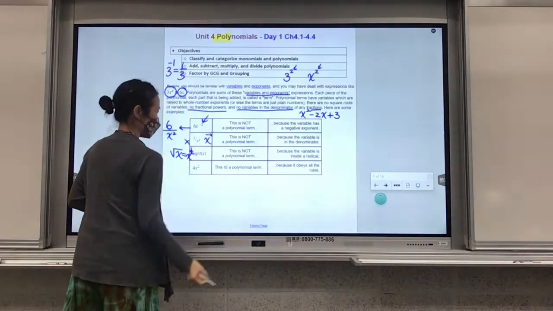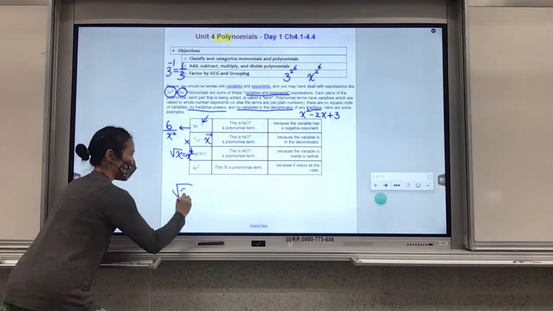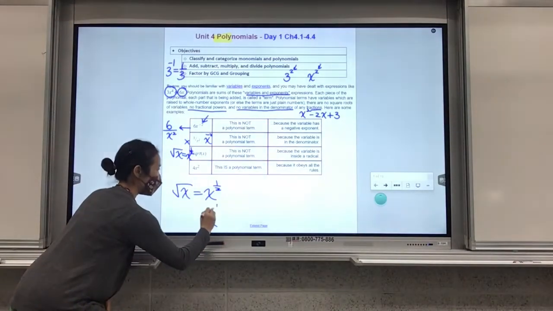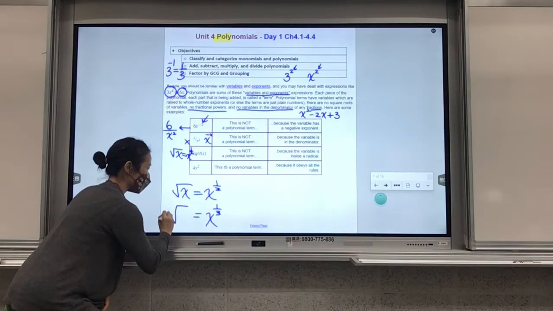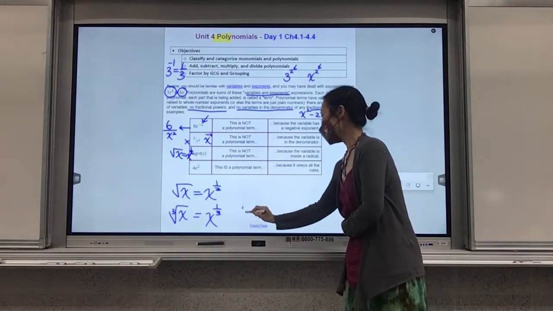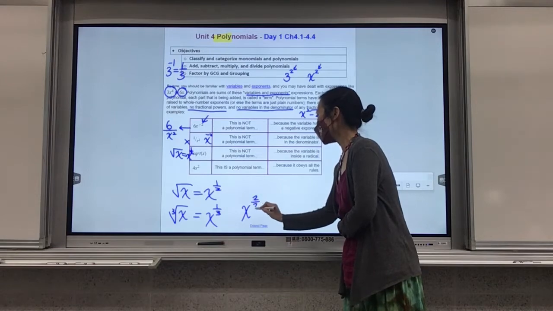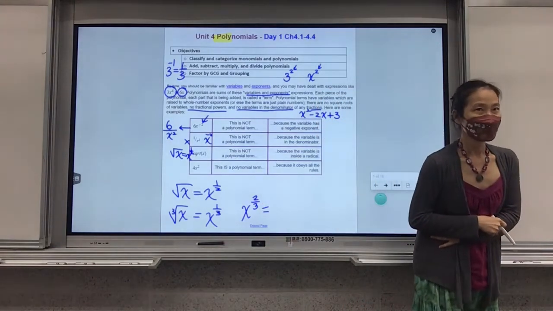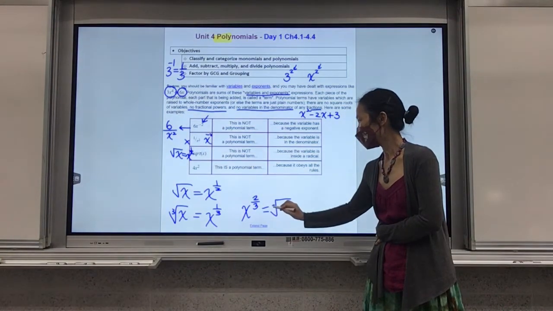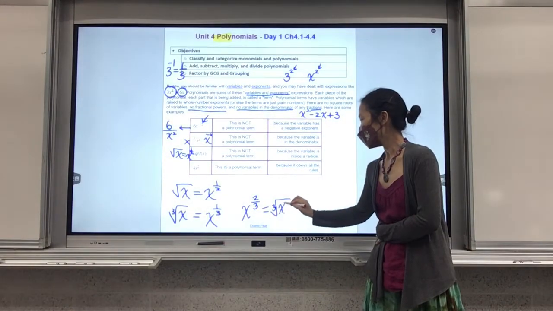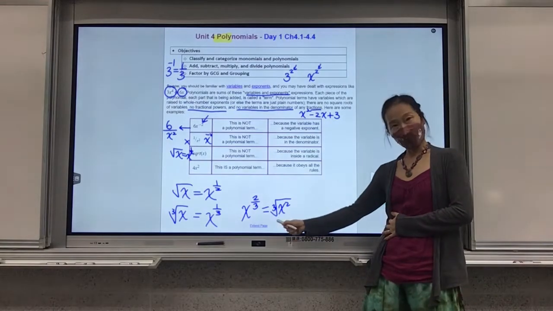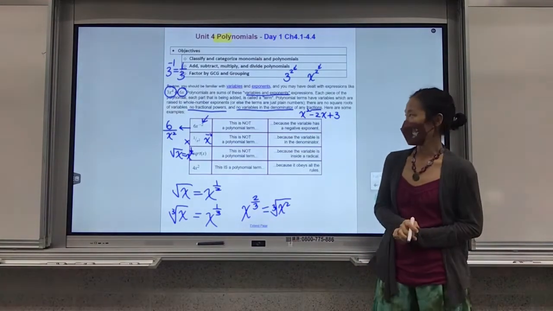Square root, you can write as x to the power 1/2. If you have x to the power 1/3, that means it is cubic root of x. Okay? If you have x to the power of 2 over 3, in the denominator is the root, so cubic root x to the power of 2. Okay, that's how you convert radical form to exponential form.